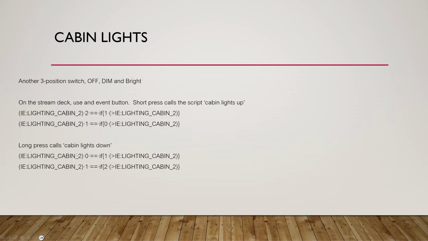So the down version is just the opposite. If it's in position 0, move it to position 1. If it's in position 1, move it to position 2, and the cabin lights just do what you've said they should do. It works fine.